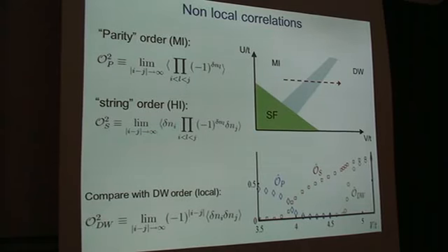Delta n is n minus 1? Yeah, delta n is n minus 1, right? It's n minus n bar, the n average.